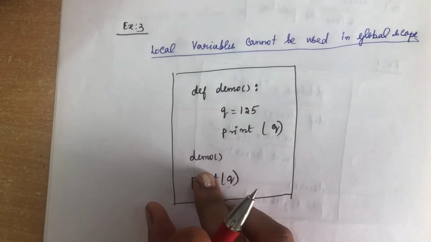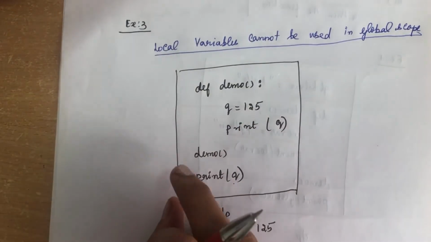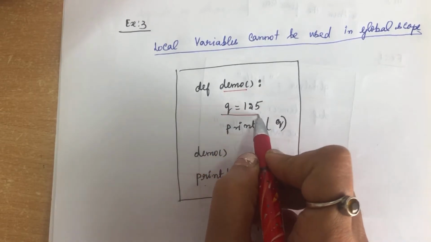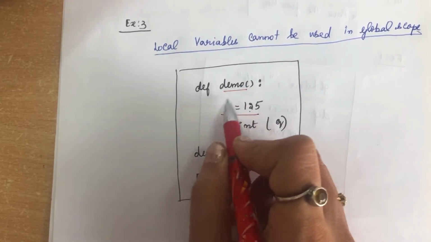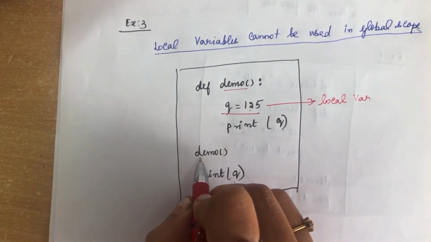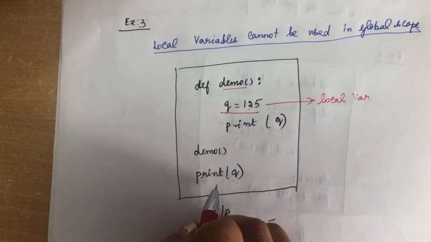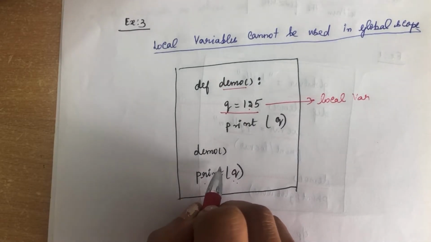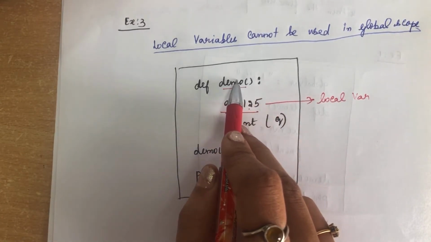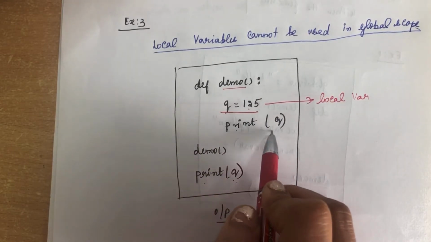Now we are going to see one more example where a local variable cannot be used in global scope. In this program you can see the same demo function is used. Inside the function I'm defining a variable called q as 125. So this is your local variable here. Okay, and I'm going to print q, and you have a function call demo and print of q. In this program, what I have done is that I'm going to access the local variable outside the function. So here demo function is called, the function will go here, and the program control will execute this line, q is 125, print of q will print 125.